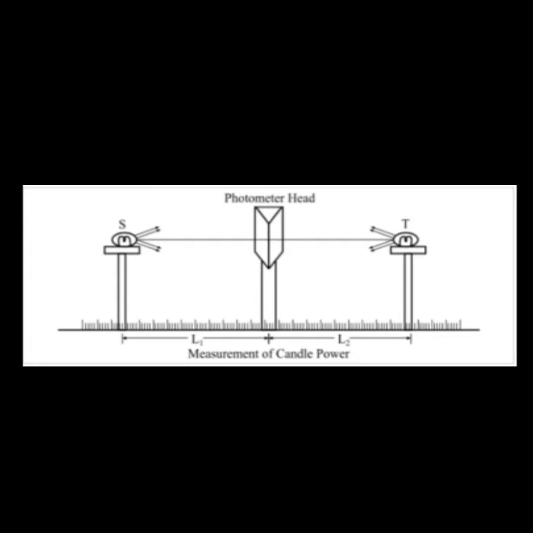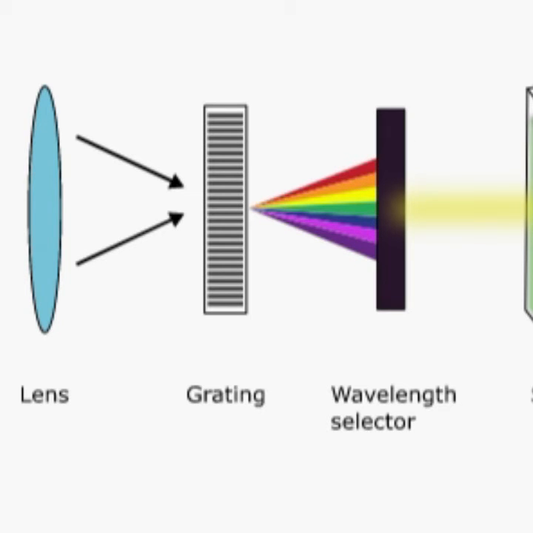Next, photometer. The device which is used to measure the candle power or luminous intensity of a given source of light is known as photometer. Next, spectroscopy. Spectroscopy is mainly used to identify and elucidate the elements and compounds of atoms and molecules. They are measured by examining the absorbed or emitted radiant energy by the sample or object.